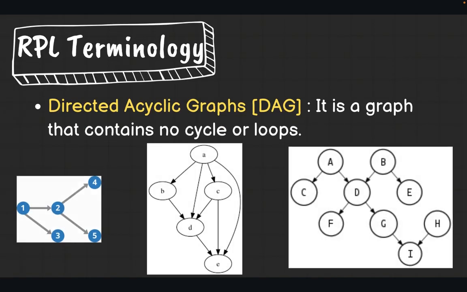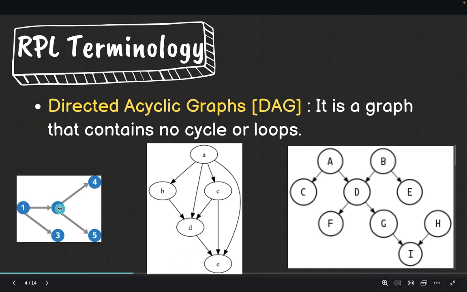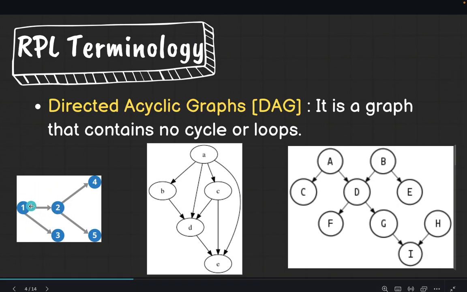Now let us look at some terminologies which are used in RPL. The first one is directed acyclic graph, in short called DAG. The meaning of DAG is that it is a graph that contains no cycles or loops. If I take the first one here, we have 5 nodes. If you see all the 5 nodes, we don't have any cycles or loops.